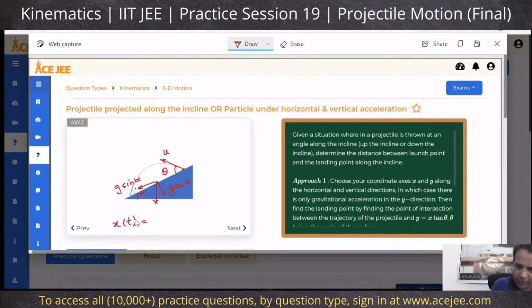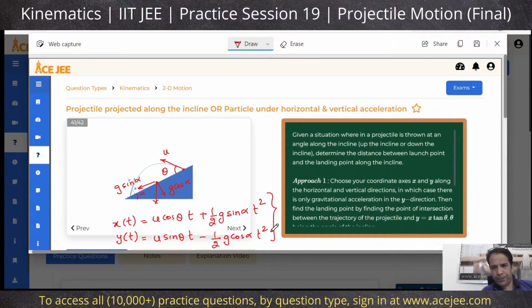x(t) becomes u cos theta into t plus half g cos alpha t square, and your y(t) will be u sine theta times t minus half, sorry, I made a mistake here, this should be g sine alpha, minus half g cos alpha t square. The rest of the logic is the same.